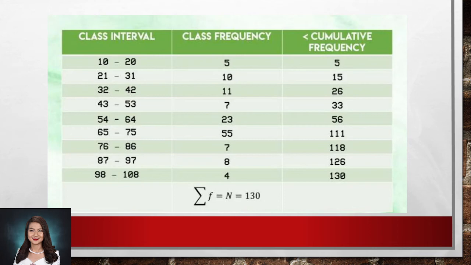For example, let's write 5. Next, 5 plus 10, we get 15. Next would be 15 plus 11, we get 26. 26 plus 7, we get 33. 33 plus 23, we get 56. 56 plus 55, we get 111. 111 plus 7, we get 118. 118 plus 8, we get 126. 126 plus 4, we get 130. And the last data here would be our n, which is the total number of our data.